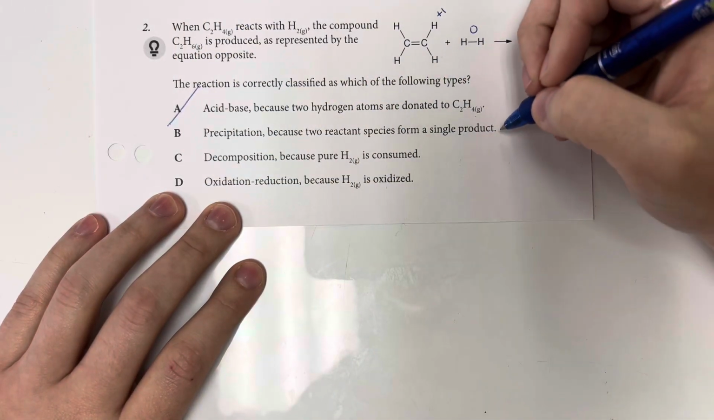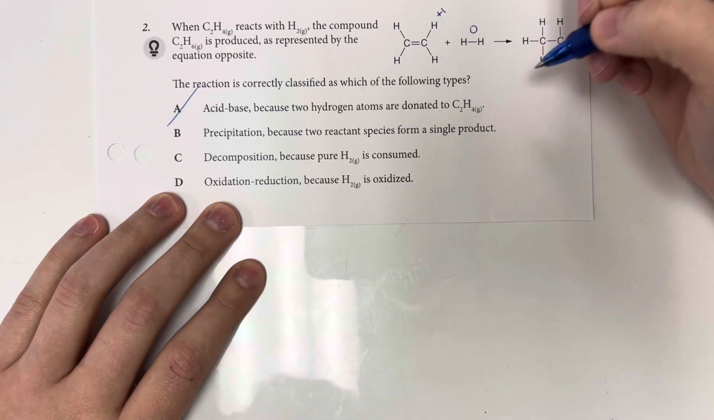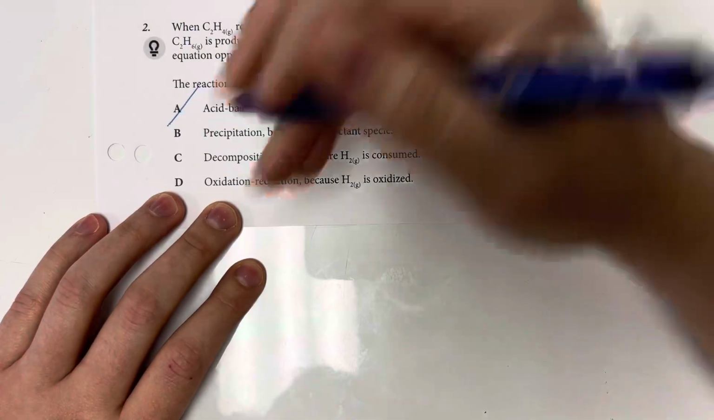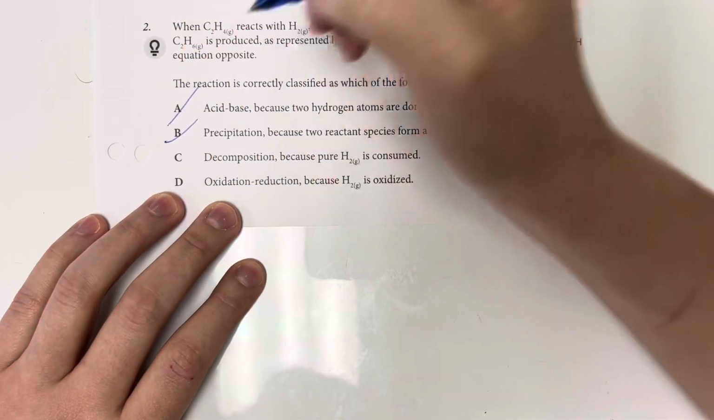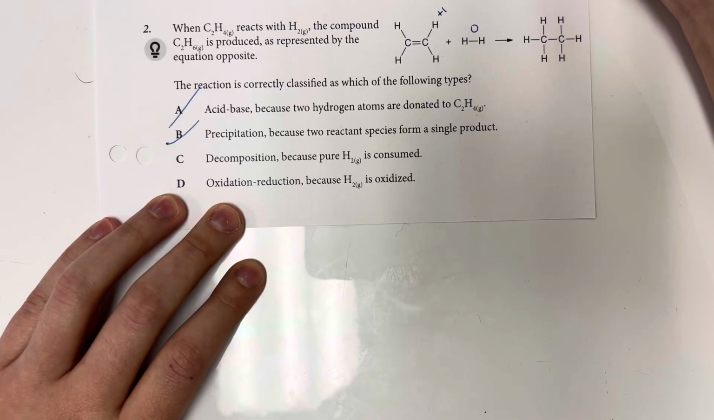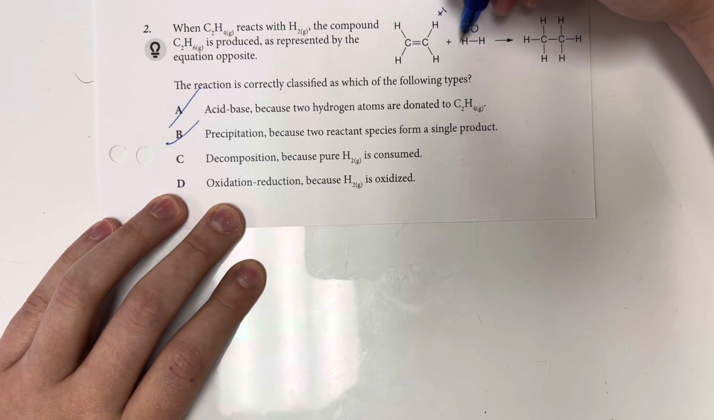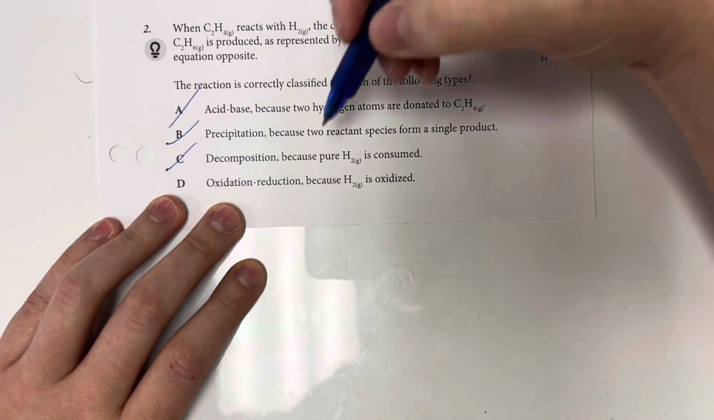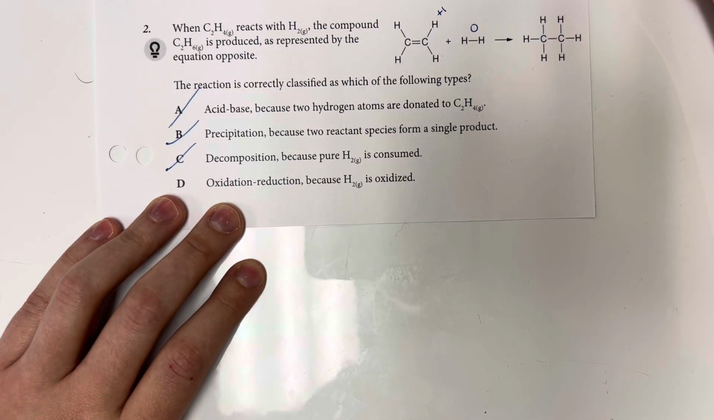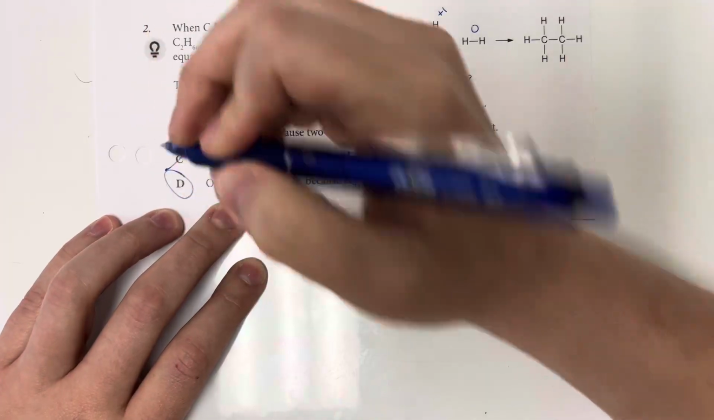It's not a precipitation reaction because two reactant species forming a single product is a synthesis reaction, not a precipitation reaction. Decomp, I would need one compound going to multiple. That's the opposite of what's happening. So a redox oxidation reduction reaction is the only thing that is going to work here because we do have a change in oxidative states from this hydrogen to once it is within a compound.